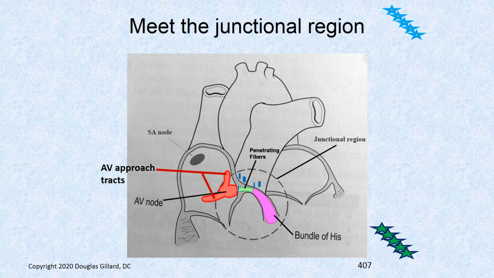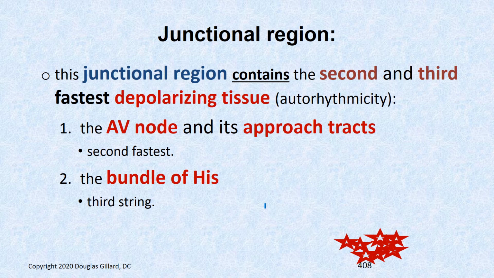Then the AV node, penetrating fibers, and there's the bundle of His. We'll see how these are broken down in a second. So the junctional region contains these, so it's not surprising, right? The junctional region is a very common place for ectopia to occur. It does have the second and third fastest depolarizers, although the SA node is certainly the Usain Bolt, quicker than anybody else. Right behind it is the AV node, and right behind that is the bundle of His.